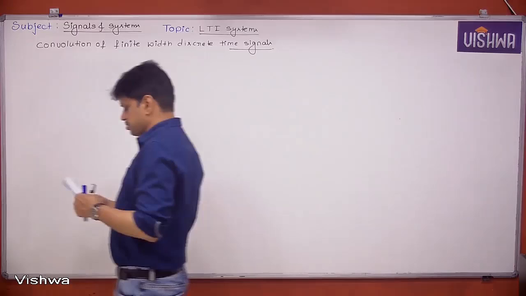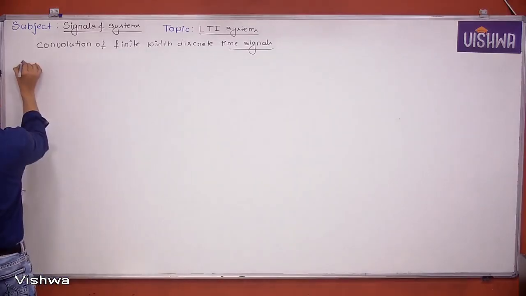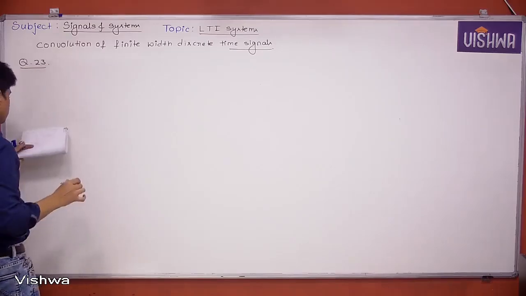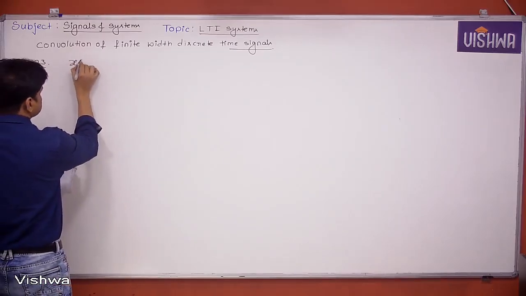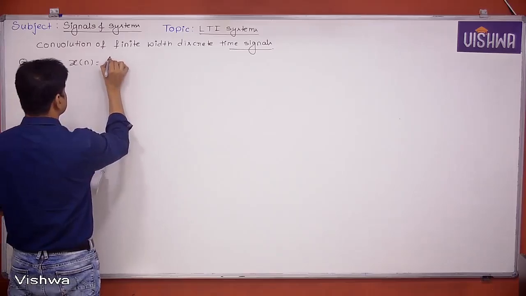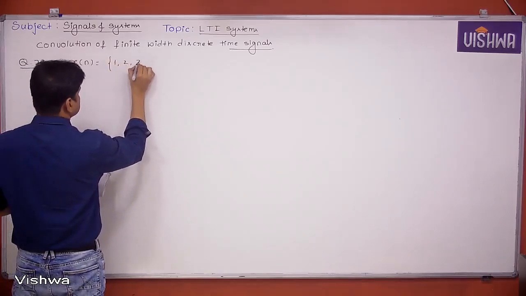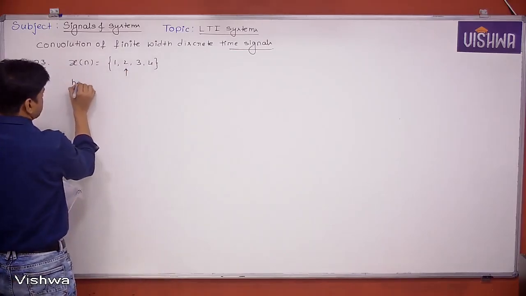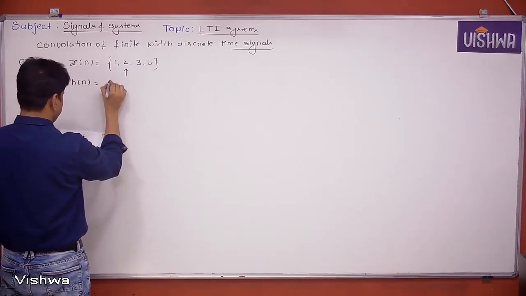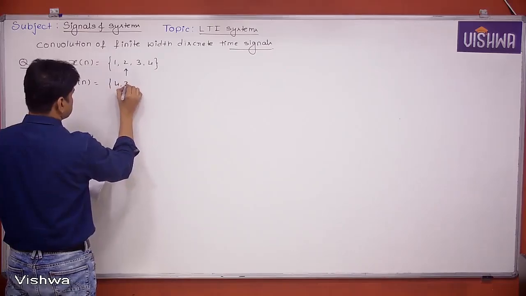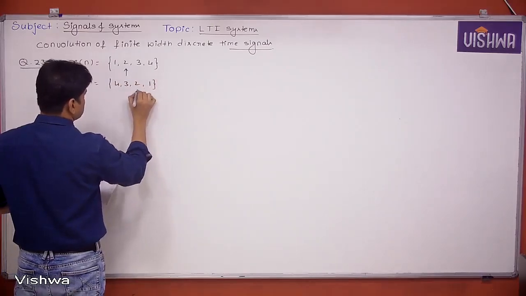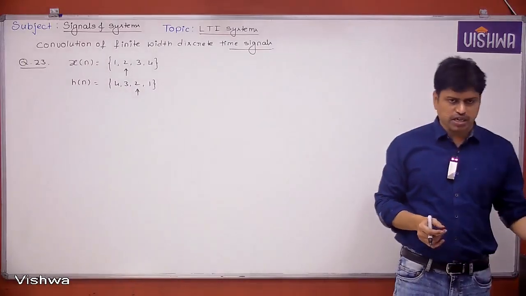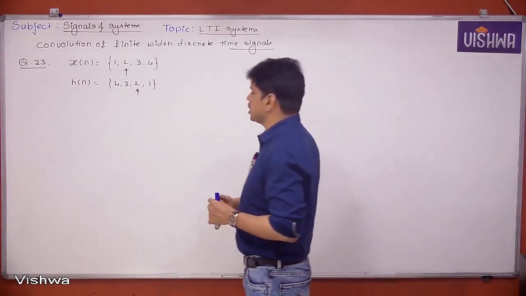Question number 23. What is question number 23 saying? If x of n is equal to 1, 2, 3, 4, and h of n is equal to 4, 3, 2, 1, with the arrow shown. Now find y of n.